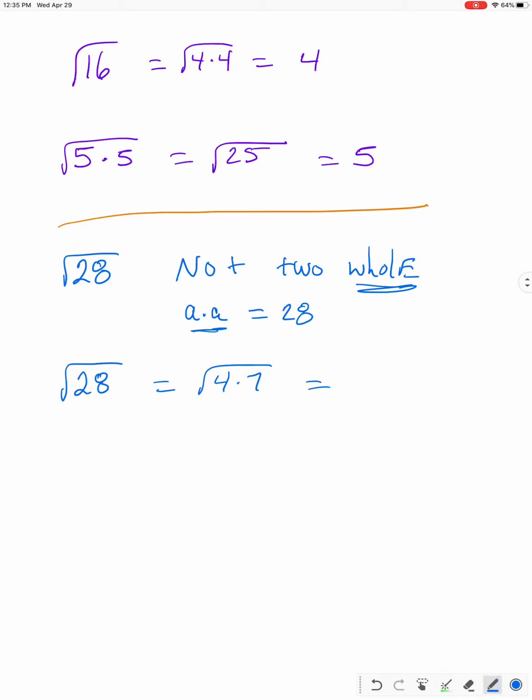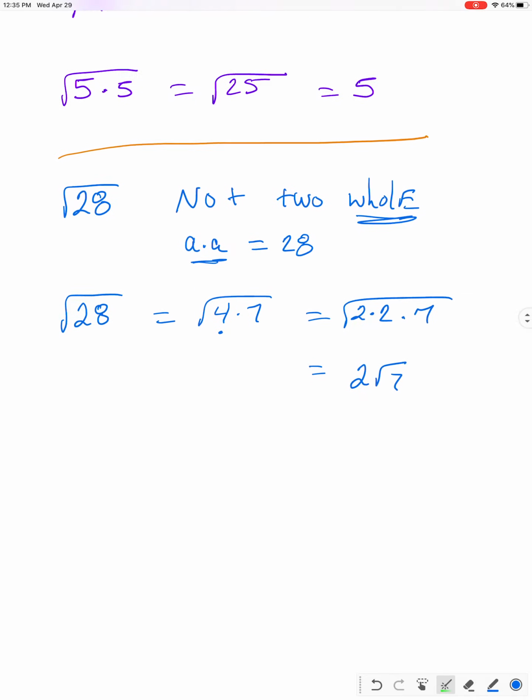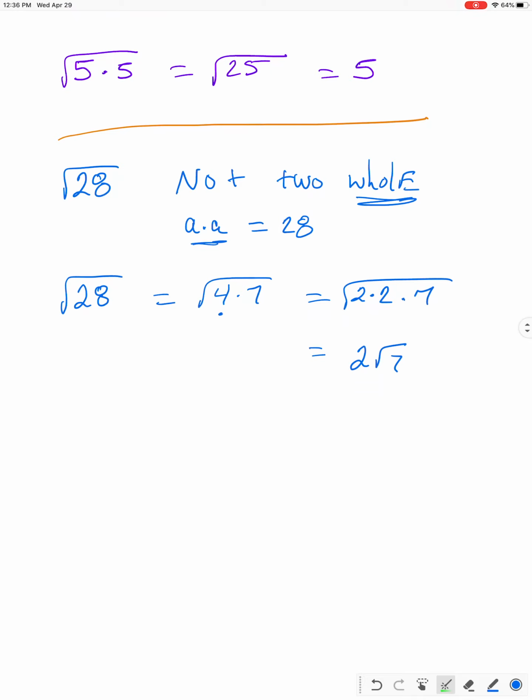And then 4, this number 4, is 2 times 2, and then times 7. So this is 4, this is 4, this is 7, this is 7. So that is equal to 2 times the square root of 7. And these two together, multiplied with the square root, simplified to just 2. But the square root of 7 is still there. Let's do another one.